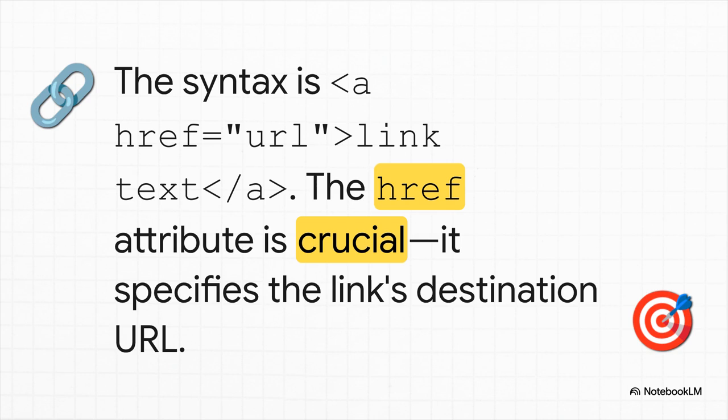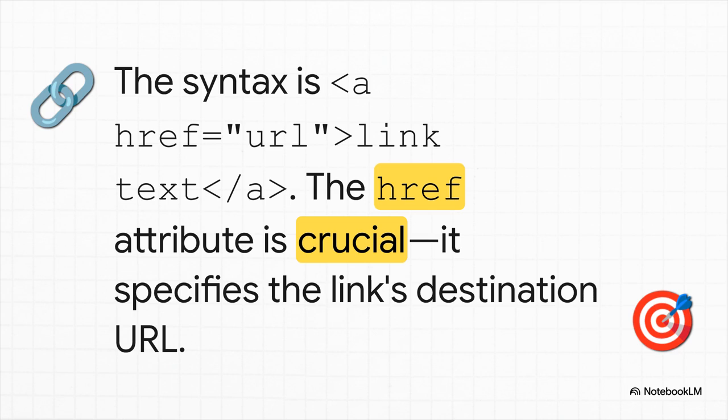So how do you actually write one? It's a really simple formula. You start with the opening A tag. Now, the most important part is this little attribute called href. It stands for Hypertext Reference. This is where you put the destination address. Then, you type out the text you want people to actually click on, and you finish it all off with a closing A tag. And that's it.